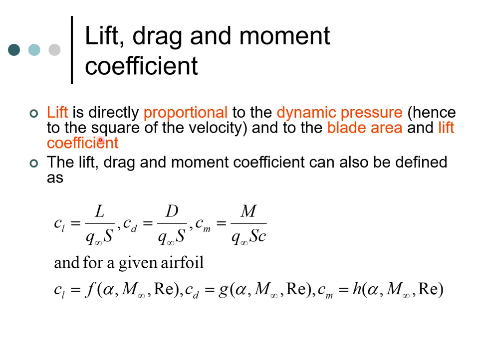So we see that lift is directly proportional to the dynamic pressure, and hence to the square of the velocity, and to the blade area and the lift coefficient. So that's essentially the basic way to define lift.